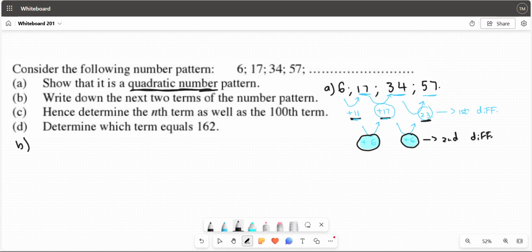All right, then B: write the next two terms of the pattern. So let me just rewrite. Actually, I can just complete this one. Let me just erase some of these here.